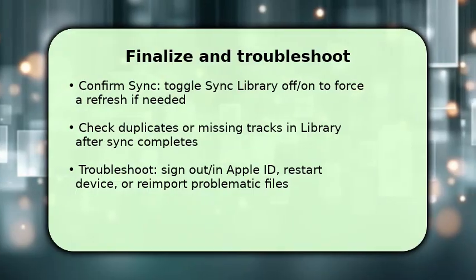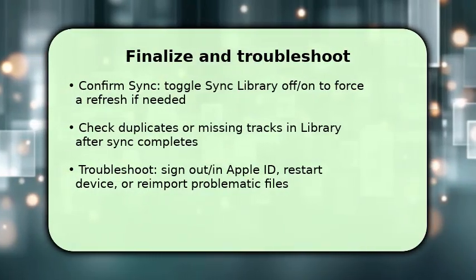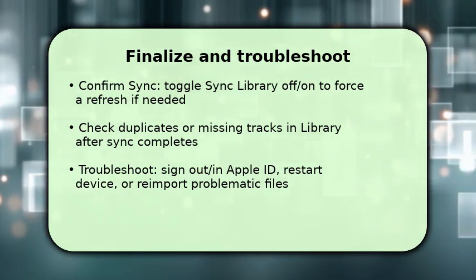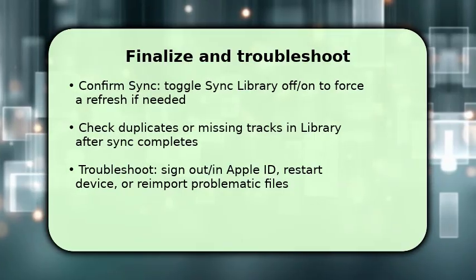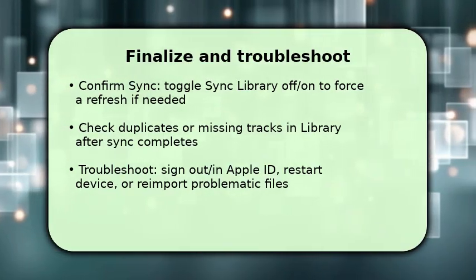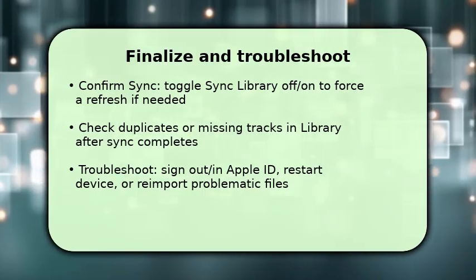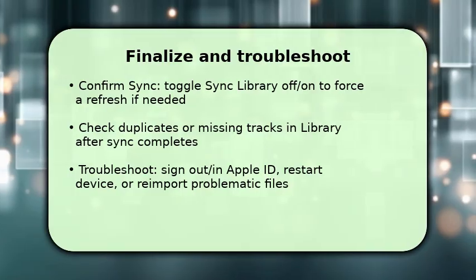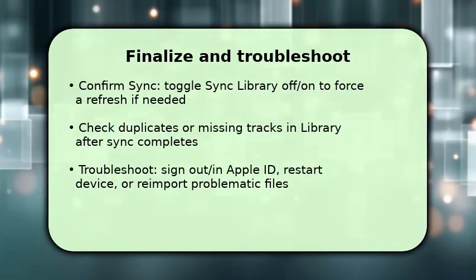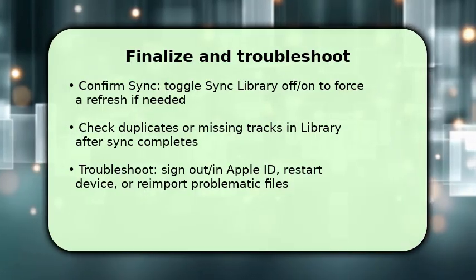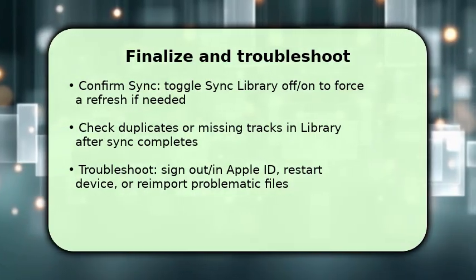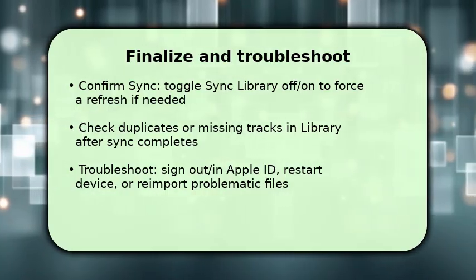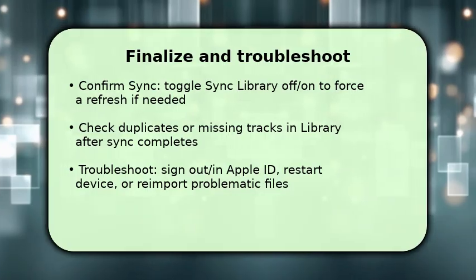Finish by verifying your changes. Wait for a sync to complete and then review library, playlists, and metadata on each device. If something didn't update, toggle Sync Library off and back on to force a refresh and allow time for propagation. If tracks are missing or duplicated, sign out of your Apple ID and sign back in, restart the device, or re-import the affected files. If edits still fail, confirm your storage and network. Most sync errors come from connectivity or account issues.